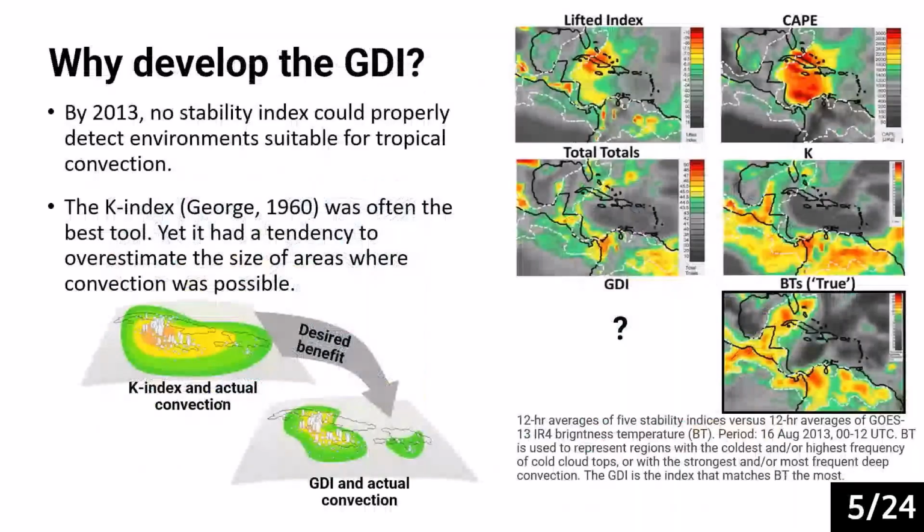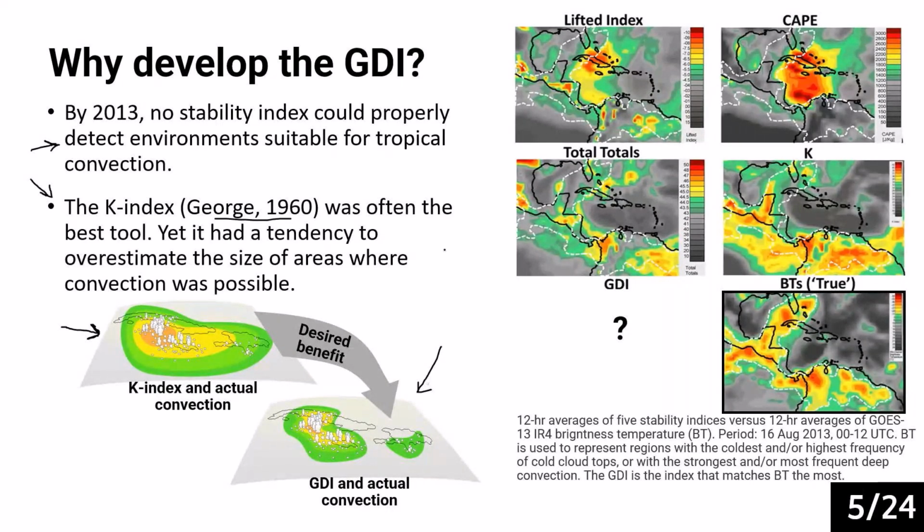All right. So why develop the GDI? By 2013, no stability index could properly detect environments suitable for tropical convection. Most indices failed, and the one that did the better job was the K index, developed in 1960 by George. And what we wanted to do is to go from something like this, a very broad area of high index value with very discrete convection embedded in that area, to something more precise, where the index matched better where the convection was forming.